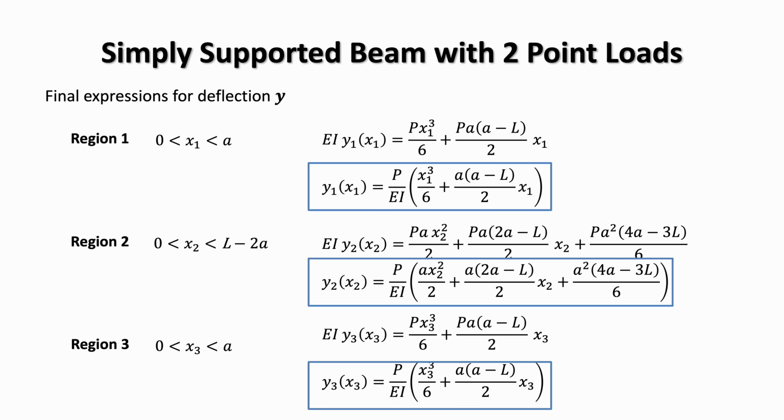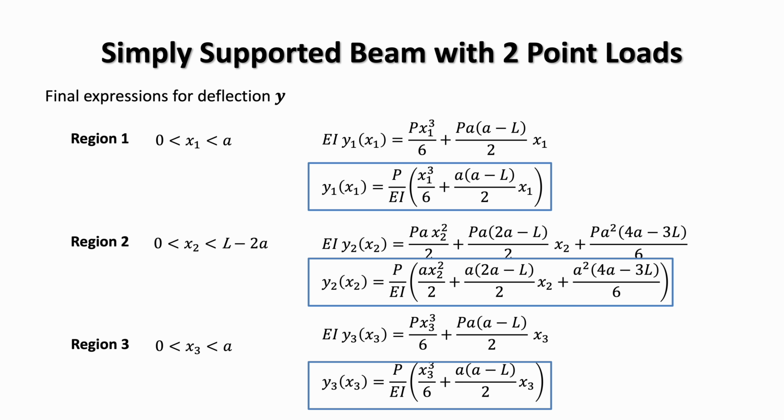In region 2, we end up with this slightly longer expression on the slide, and here we can see that the deflection varies quadratically with x2, and this is consistent with a constant bending moment between the 2 point loads. And in region 3, we have the same functional form as the deflection in region 1, again reflecting the symmetry of the beam with the coordinates measured from the right-hand support. Together, these three expressions fully describe the elastic curve of the beam. They can now be used to evaluate quantities of interest, such as slope of the supports and maximum deflection of the beam.